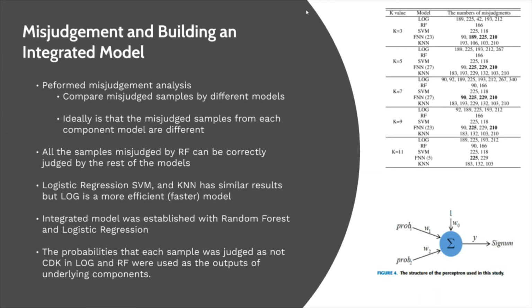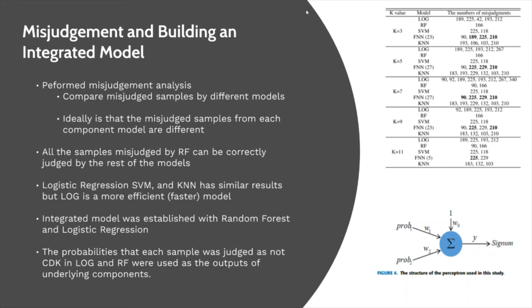The models that were evaluated all had different strengths, and in order to achieve better performance, an integrated model is considered. In order to choose the best components for an integrated model, misjudgment analysis was performed. Essentially, one compares the misjudged samples from different models and chooses models whose misjudged samples between the other models are different. In the study, it seemed that all the samples that were misjudged by the random forest could be correctly judged by the rest of the models, which means random forest could be used as one of the components.